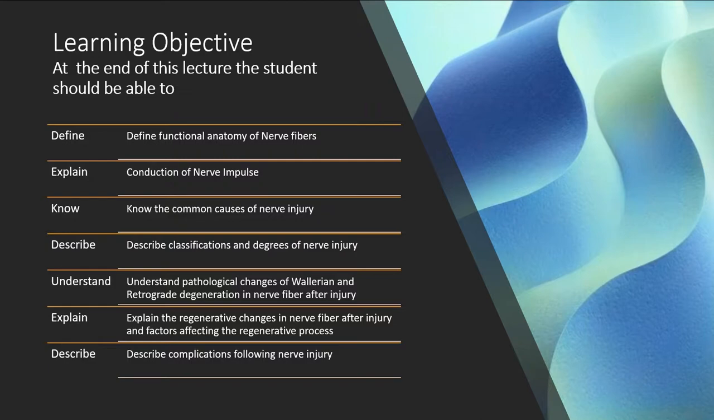Learning objectives: define the functional anatomy of the nerve fibers, conduction of nerve impulse, causes of nerve injury, classification and degrees of nerve injury, pathological changes of Wallerian and retrograde regeneration in the nerve fibers, and explain the changes in the nerve fiber after injury, factors affecting the regeneration process, and some complications of the nerve injury.